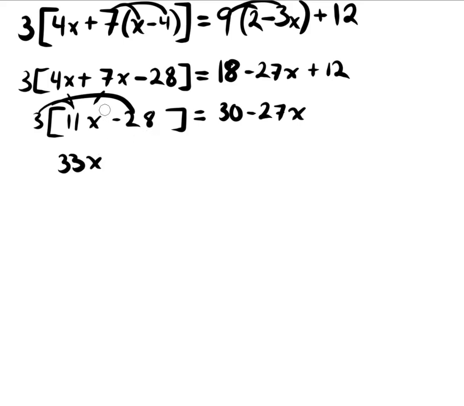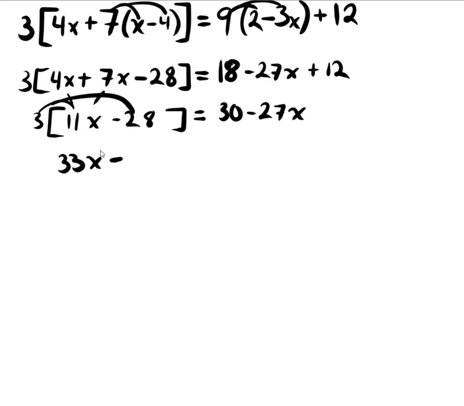And I'm actually not sure what that is off the top of my head. Although I could do it. Use calculators when you have them. So I have negative 28 times 3 should equal a negative 84. So I got 33x minus 84.